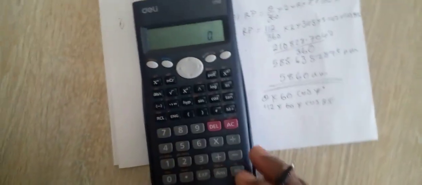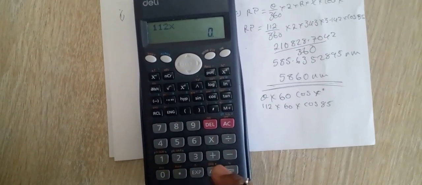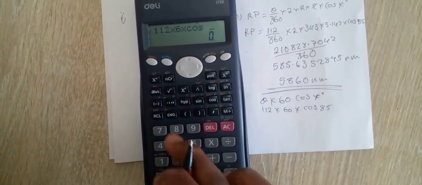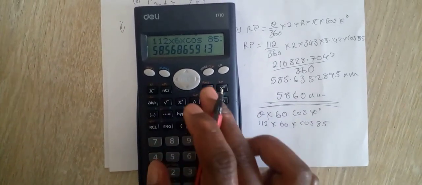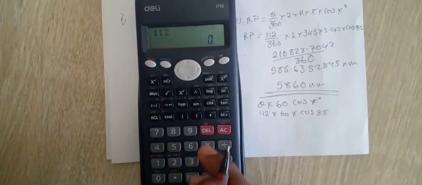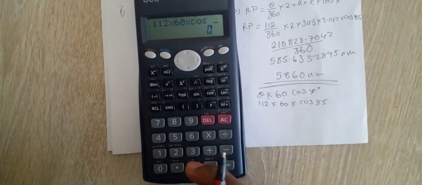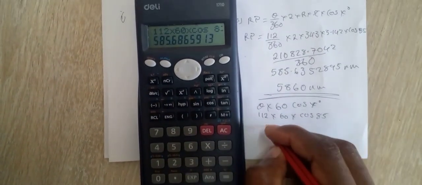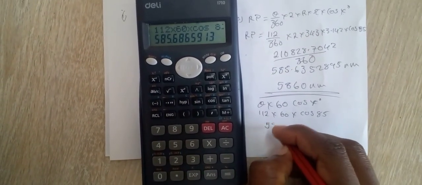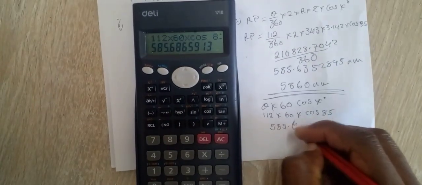Just punch that in your calculator and see what you get. So when you punch this in your calculator, you are going to say 112 times 60 times cos 85. And you get your answer. In this case, 112 times 60 times cos 85, which is going to be the same as the other one, 5856.